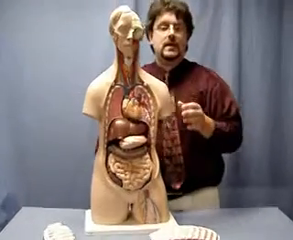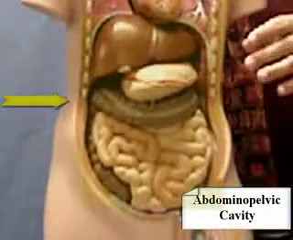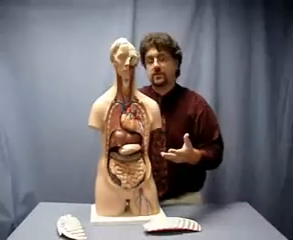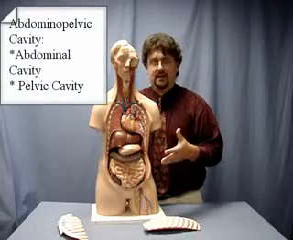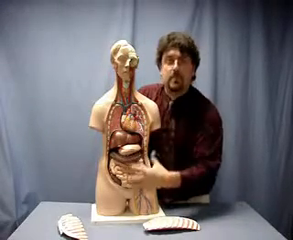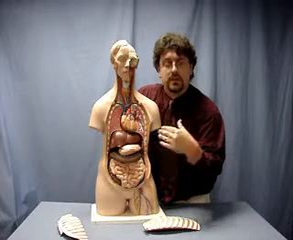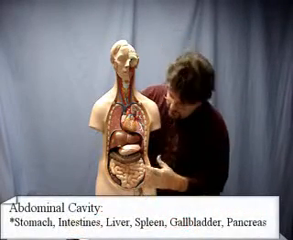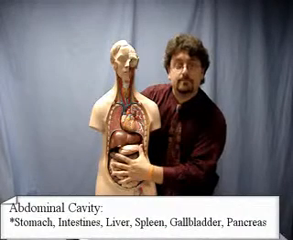The other cavity is the abdominal pelvic cavity. We can subdivide this into two sections, the abdominal cavity and the pelvic cavity. But again, if we want to be lazy, we can just combine it into the abdominal pelvic cavity. The abdominal cavity contains the stomach and the intestines. So it is this area right here.